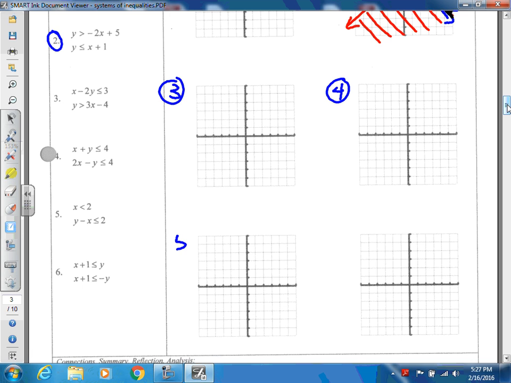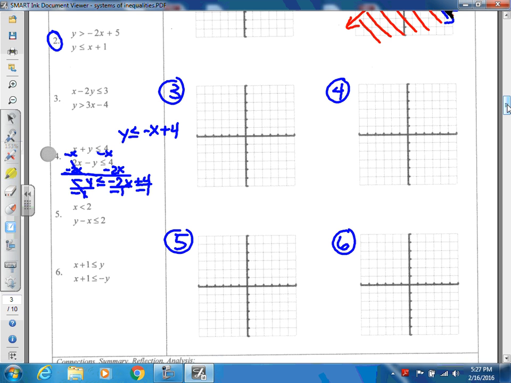All right. So in number 4, you'll notice that both of them are not in intercept form. All right, so we need to take and go ahead and do that. So for the first one, I need to subtract x from both sides. That leaves me y is less than or equal to negative x plus 4. Okay, and then for the bottom one, I'm going to have to minus 2x from both sides. That gives me negative y is less than or equal to negative 2x plus 4. I'm going to divide by negative 1, and remember, when you divide or multiply by a negative, you also have to flip the symbol around. So this one is going to be y is greater or equal to 2x minus 4.